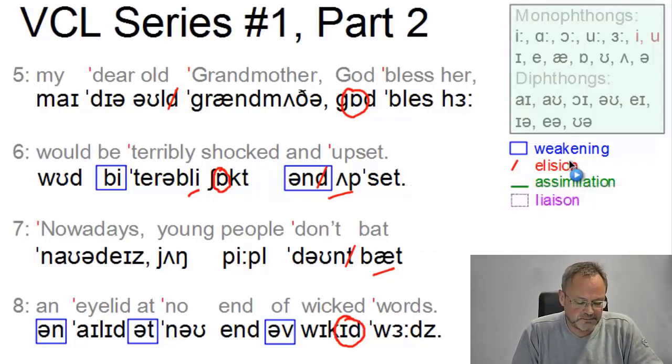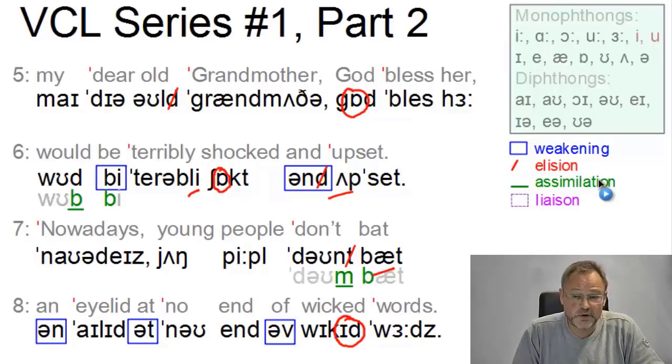My dear old grandmother, so here we have the three consonant rule, and the weak form and can be weakened to and even if a vowel falls an upset. Assimilation can occur, of course, as I said, don't transcribe it necessarily. You can transcribe it, but if you do, make sure you get it right. So I'd rather not transcribe assimilation effects. As I said, they're optional.